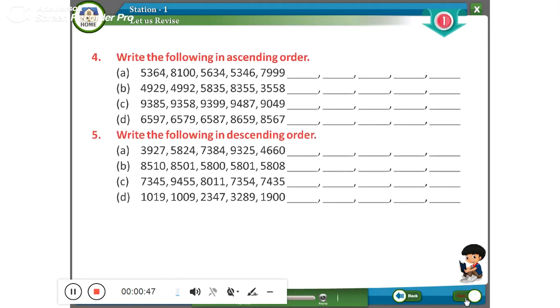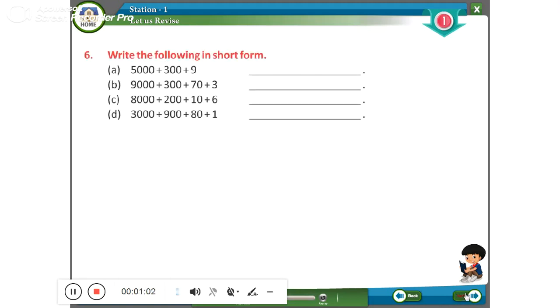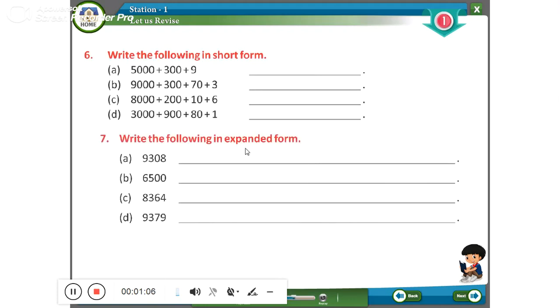Write the following in ascending order. Write the following in descending order. Write the following in short form. Write the following in expanded form.